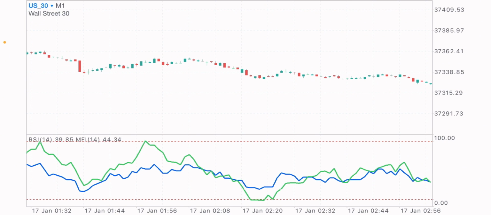This Ichimoku Kinko Hyo is the best of the best indicators to trade the US30 market. I'm going to show you what I'm talking about. This indicator helps you see price movement for a buy entry and for a sell entry. This indicator is the best.